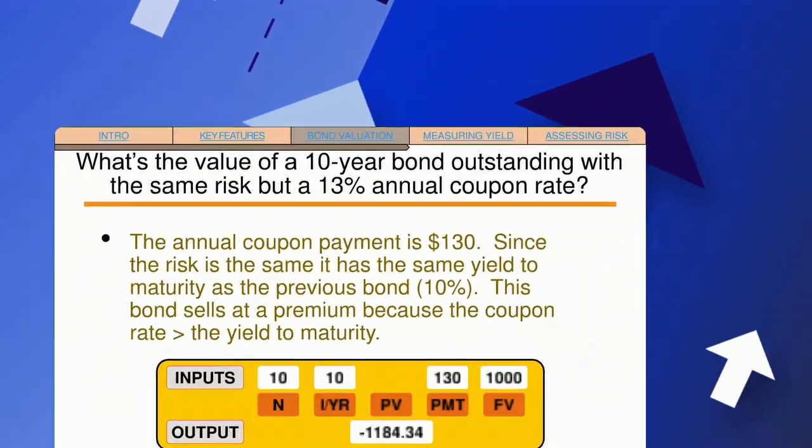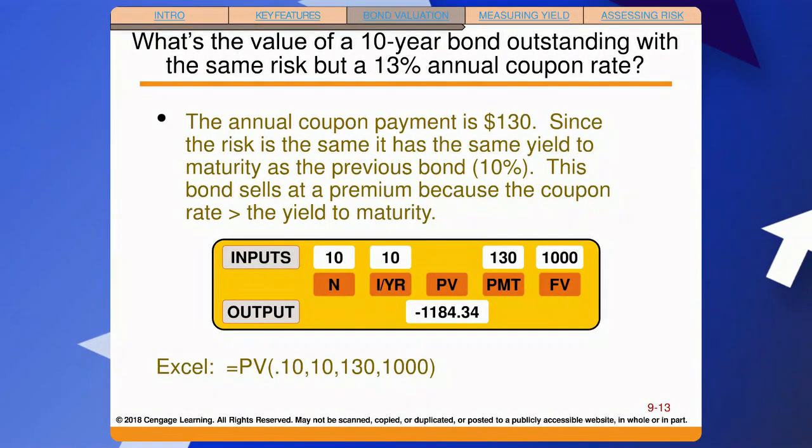Next. Next naman is, what is the value of the 10-year bond outstanding? Ito naman, iba. Outstanding with the same risk but a 13% annual coupon rate. So, meaning the annual coupon is 130. Sorry. You have a series of payment of 130. Tama din, no? I say you have 13%. Since the risk is the same, it has the same yield to maturity as the previous bond of 10%. Kanina, di ba, we have 10%. Ito na ay 13%. So, this bond sells at a premium because the coupon rate, yes, di ba?